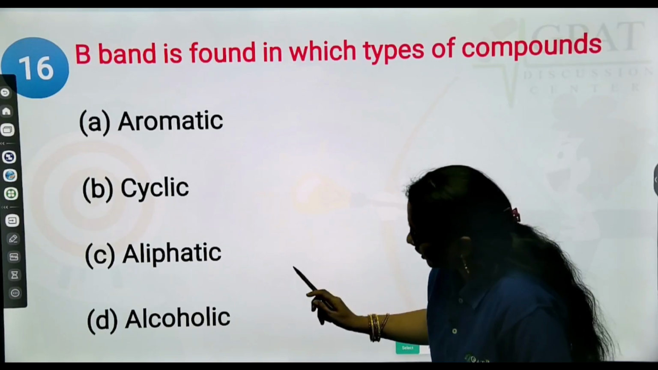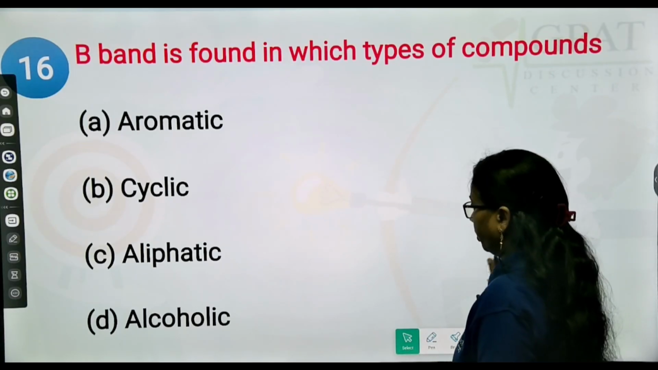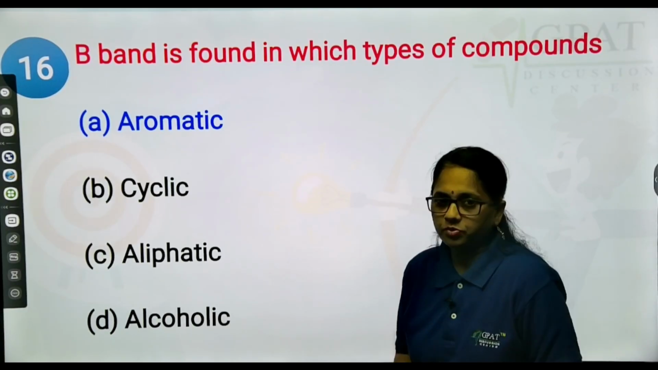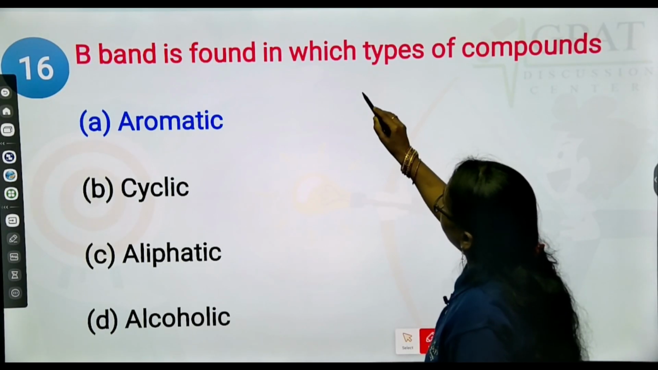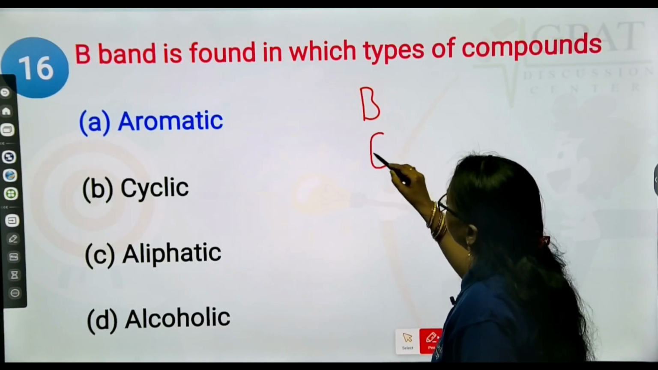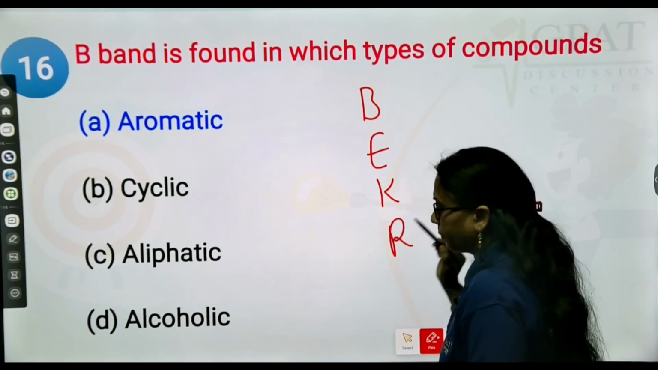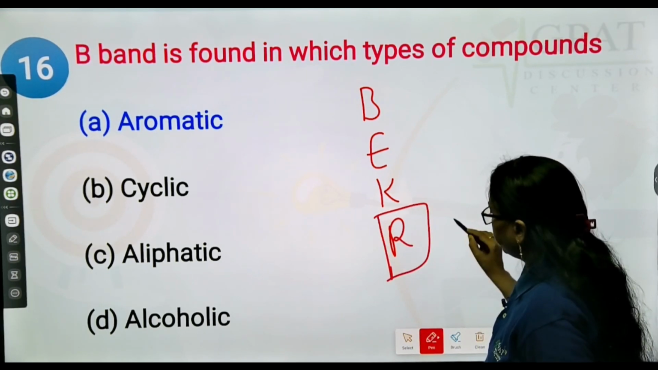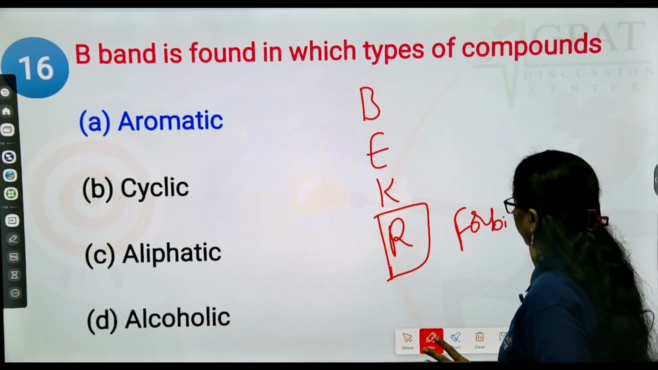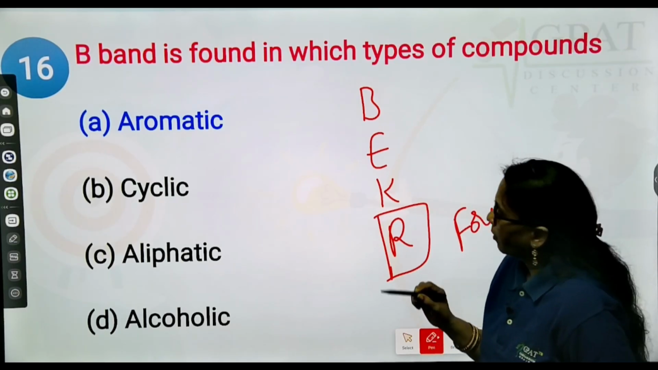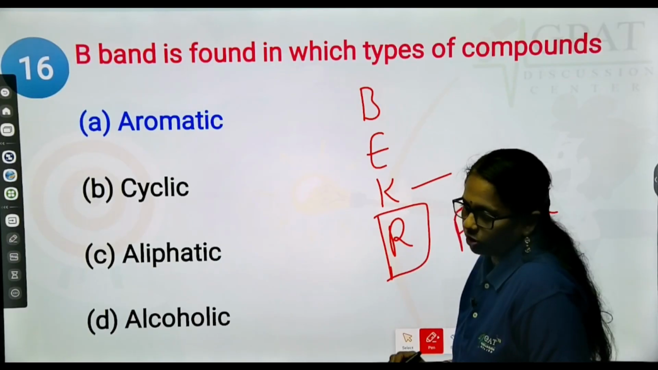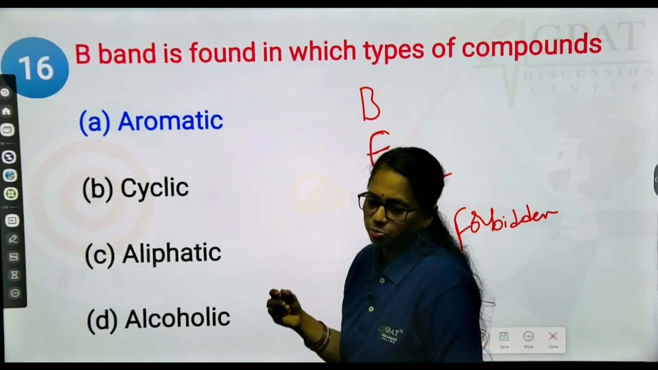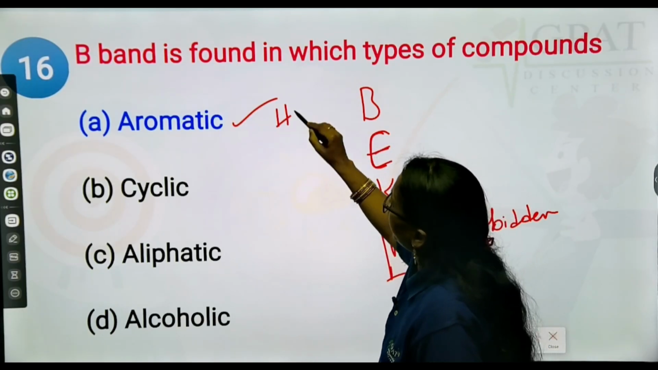So B band is found in which type of compounds? Options: aromatic, cyclic, aliphatic and alcoholic. If you want to know the types of bands in UV spectroscopy, there are 4 types of bands. Alphabetically, to remember: B band, E band, K band and R band. But R bands are actually forbidden transitions, so mostly you are not going to see this type of R band. The most intense bands are K bands, and these B bands you are going to see in most aromatic and heteroaromatic compounds.